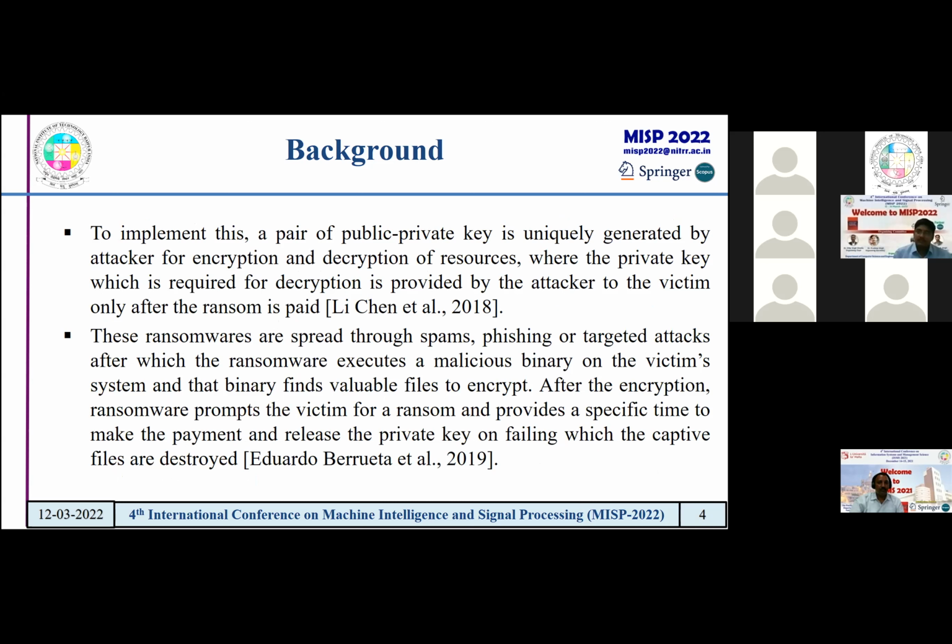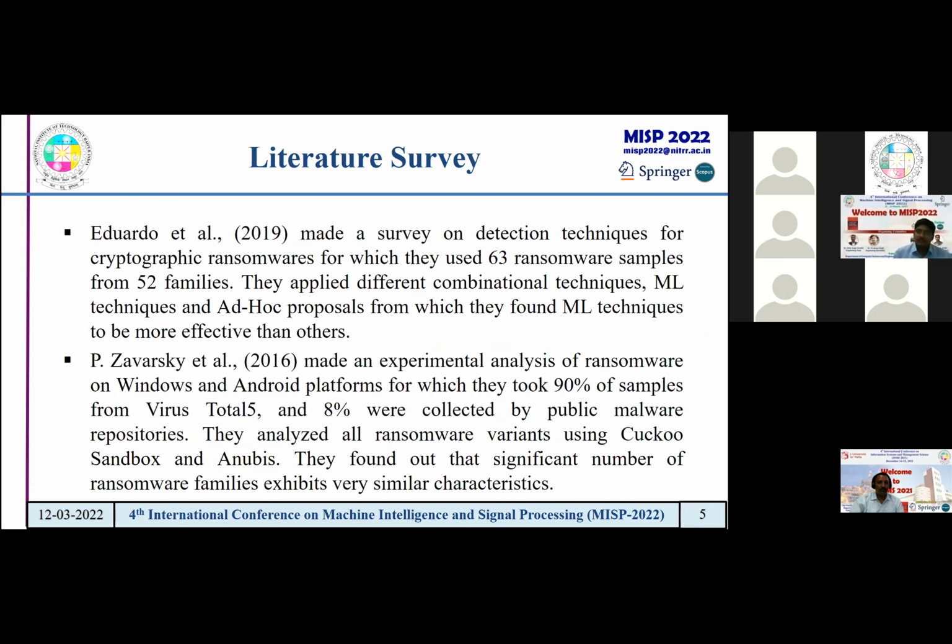Now, these ransomware are spread through spam, phishing, or targeted attacks, after which the ransomware executes a malicious binary on the victim system, and that binary finds valuable files to encrypt. After the encryption, ransomware prompts the victim for a ransom and provides a specific time to make the payment and release the private key, on failing which the captive files are destroyed. So this is how the ransomware attack is done.